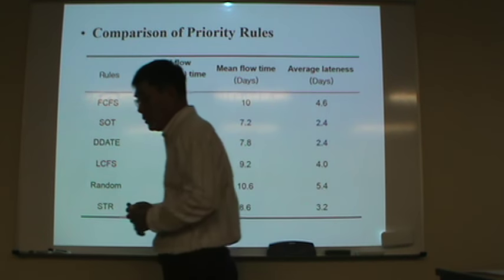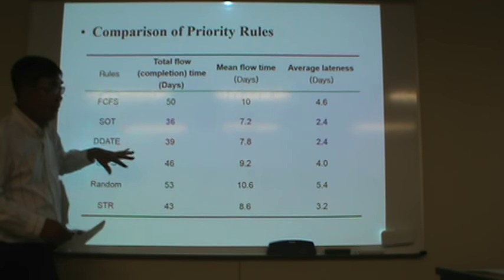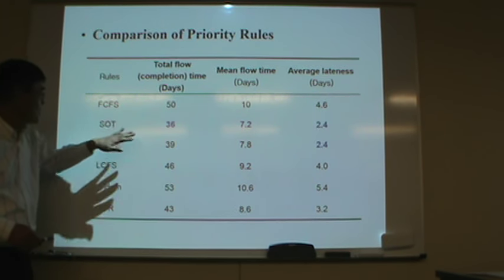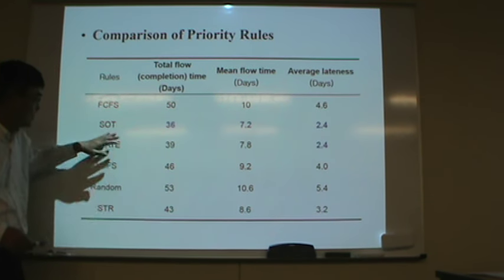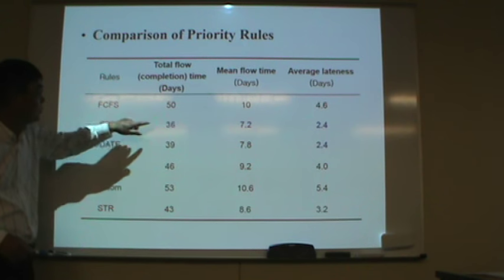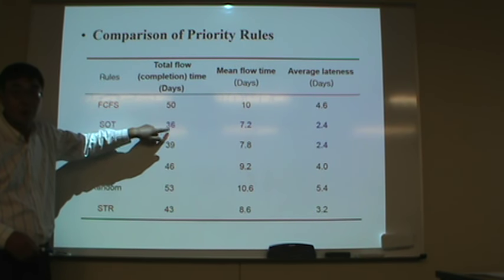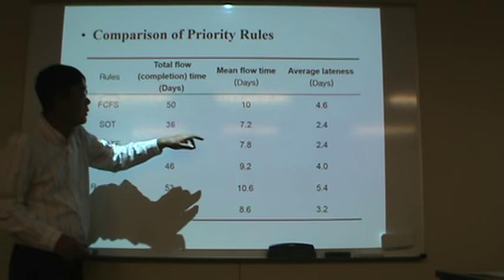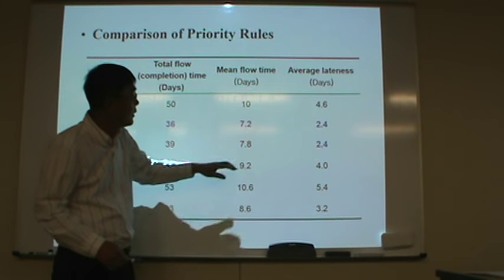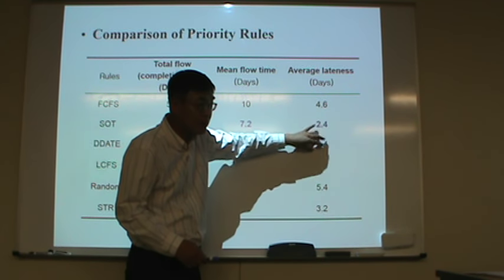Then compare every rule. Total flow time, if we use FCFS rule, 50 days, SOT rule, 36, and so on. So among them, SOT rule has shortest total flow time. Of course, mean flow time shortest among them. And then average lateness, 2.4, the same.